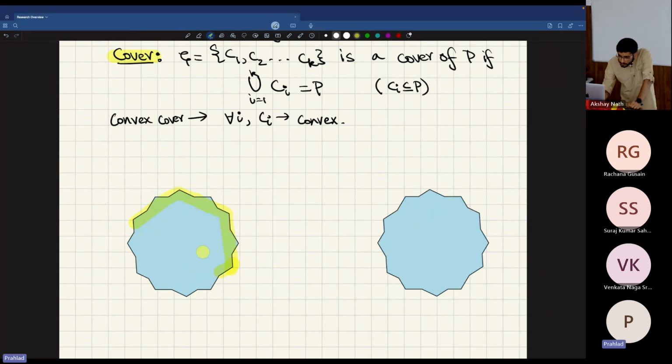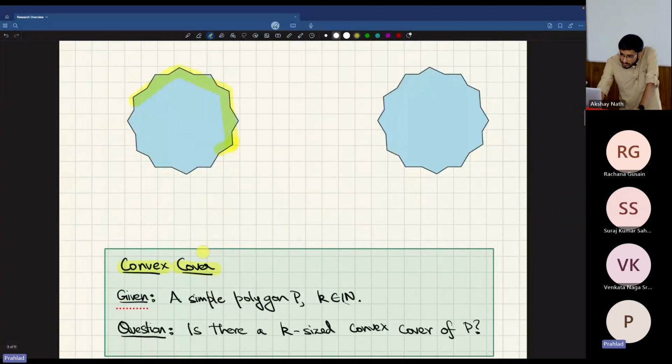Okay, this is weird. Let's see if I can handle this, because for some reason the screen isn't working as I would like it to.